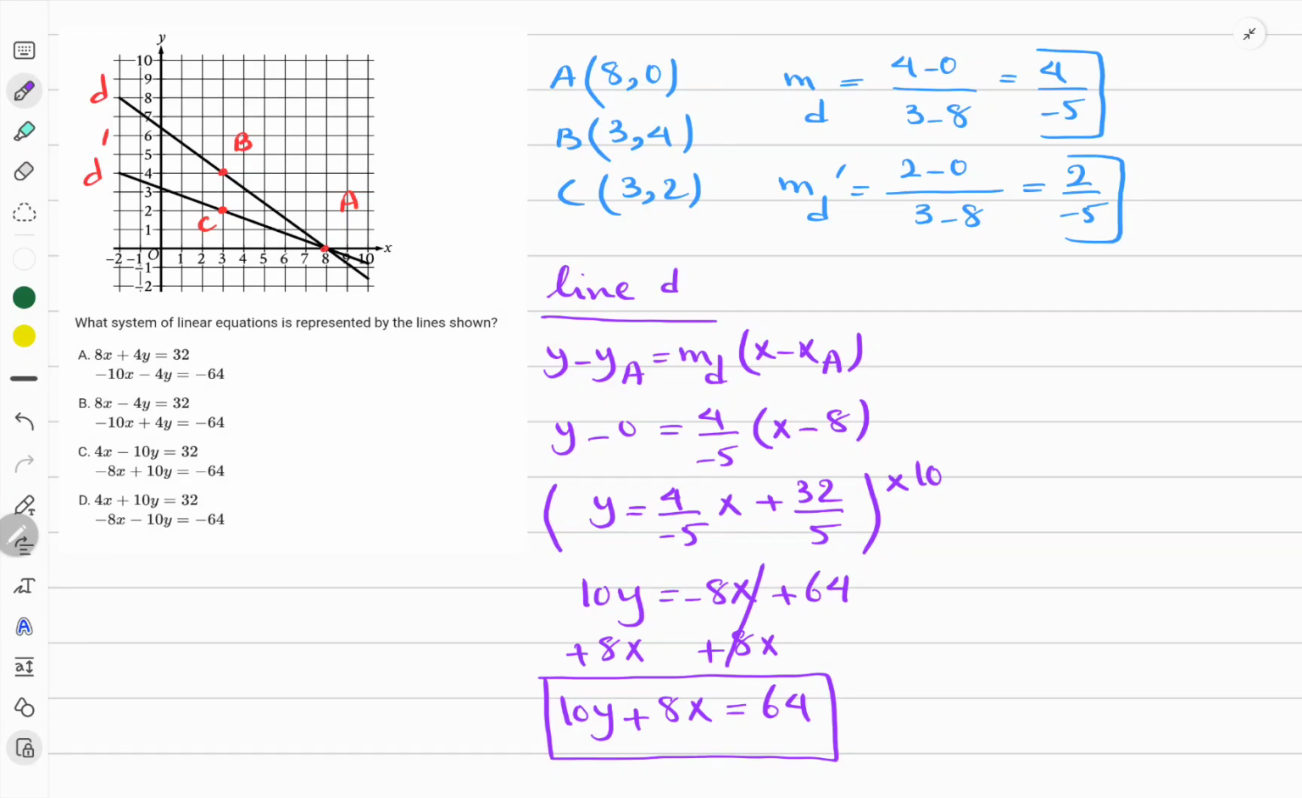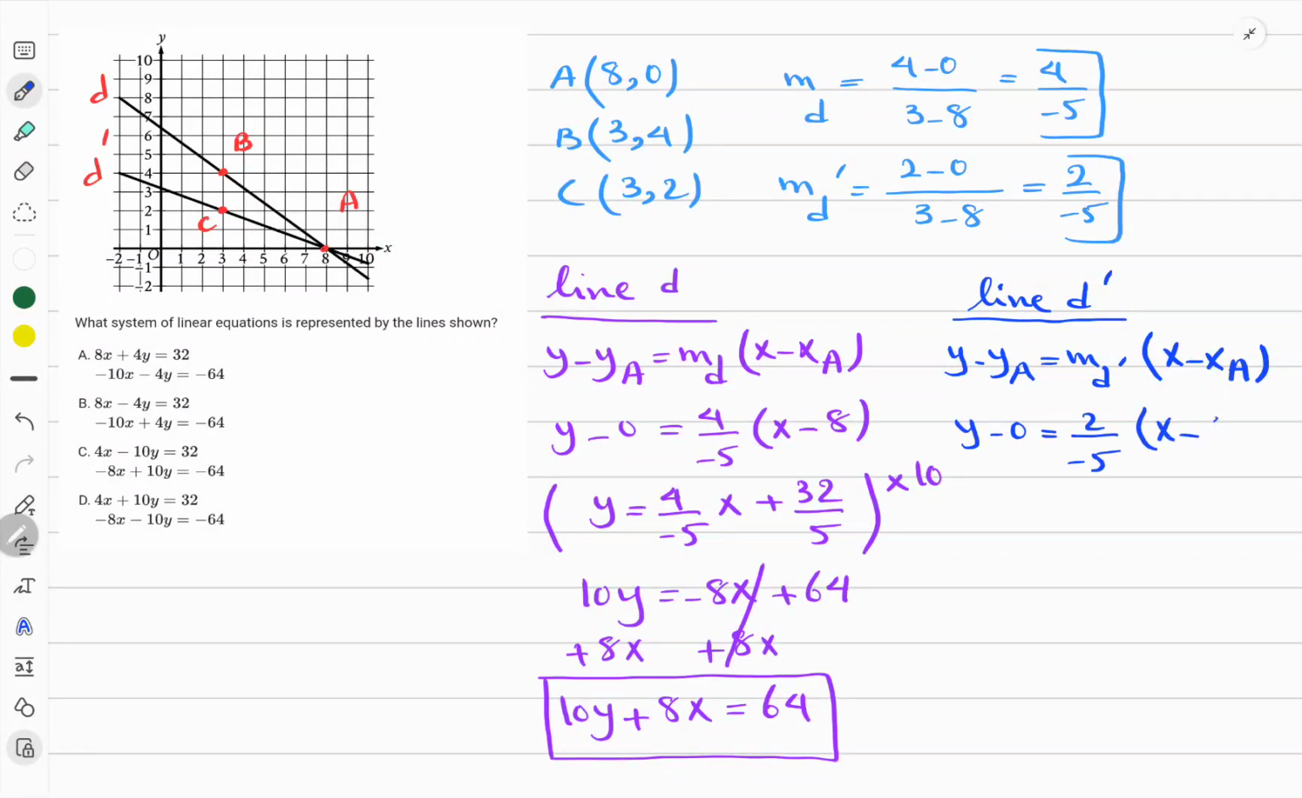And now let's go for finding the equation of line D prime. We need a slope that we already calculated and a point. Let's use point A. Y minus ya equals the slope of D prime times x minus xa. 0, 2 over negative 5, x minus 8. And then simplify this. The same story.